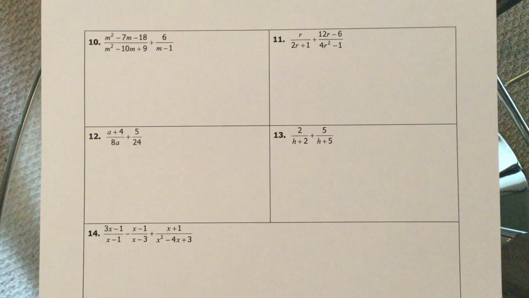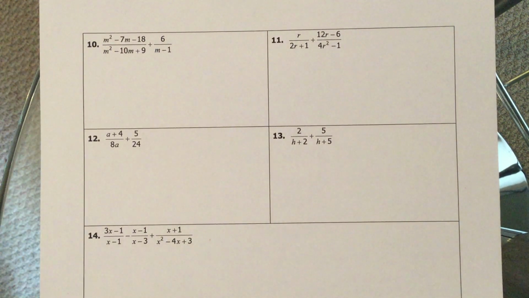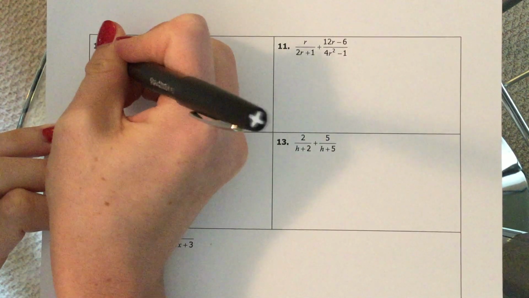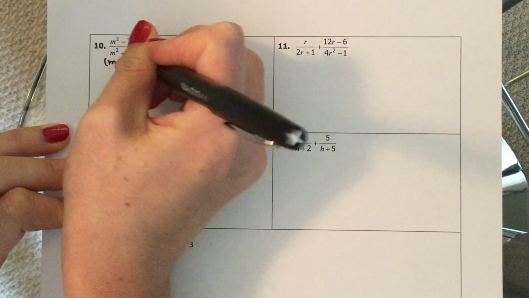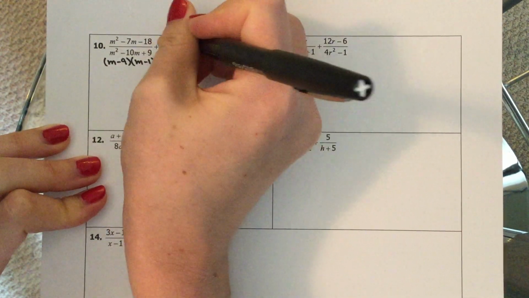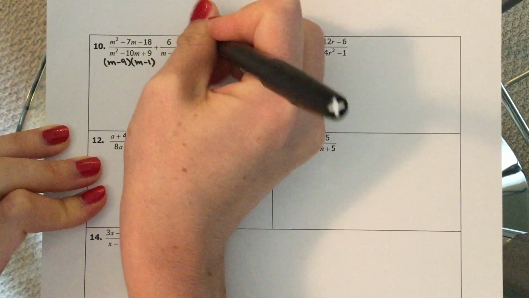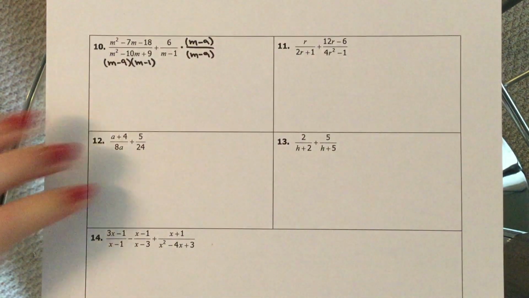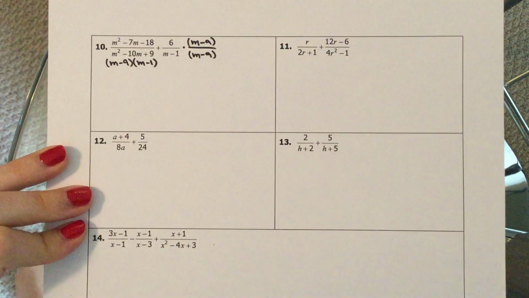We've got some more of these, some more addition and subtraction with unlike denominators. So number 10, we are going to have an m squared, so this will factor down, m minus 9, m minus 1. So notice they both have an m minus 1, which means this guy needs an m minus 9. Okay, so now we would be able to combine them because they'll have the exact same denominator.